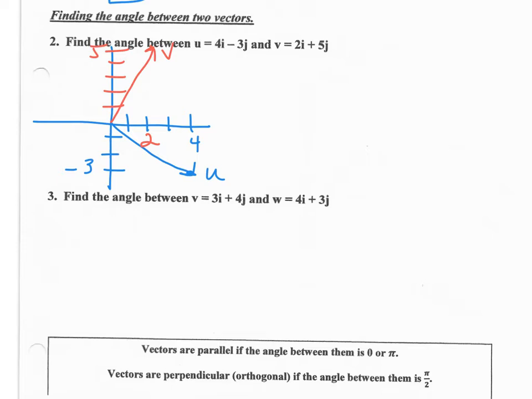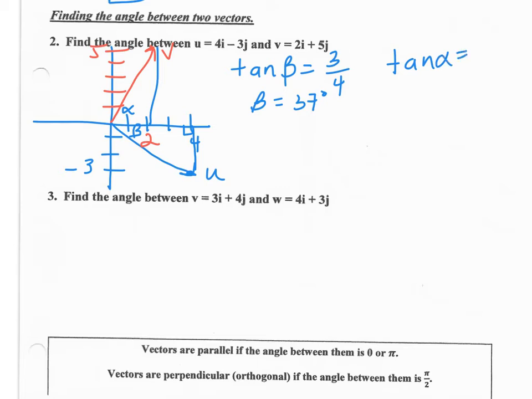If I do it individually for u and v, let's build our triangles. Let's call one alpha and one beta. We'll call alpha up here and beta down here. If I want to find beta, tan beta is 3 over 4. Remember, I do inverse tan on my calculator, so I get beta to be 37 degrees. If I do the same thing for the other one, tan alpha is 5 over 2, and with inverse tan on a calculator, I get 68 degrees.